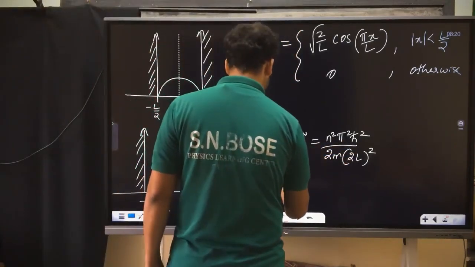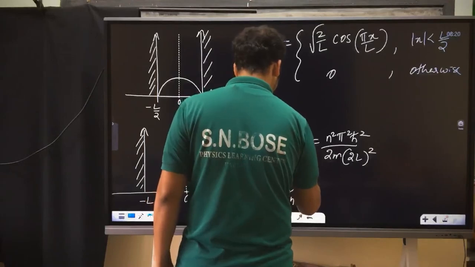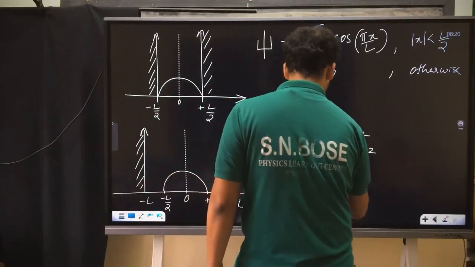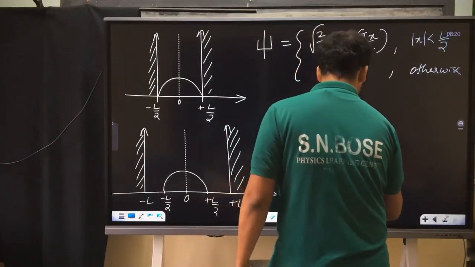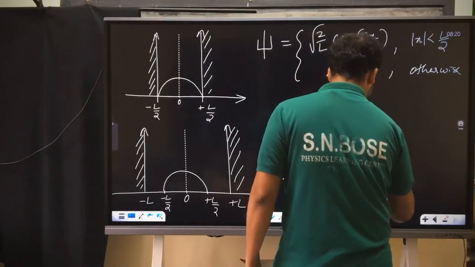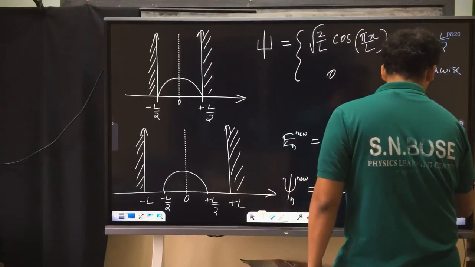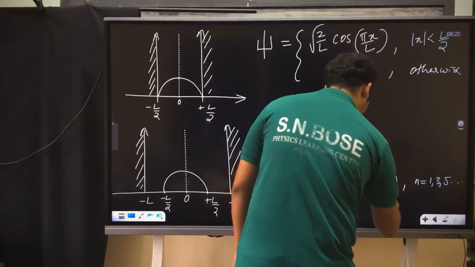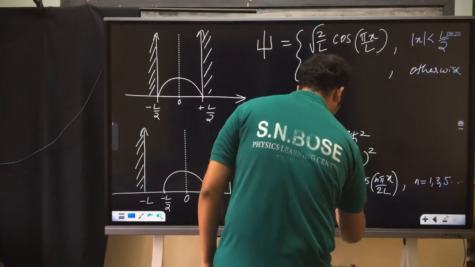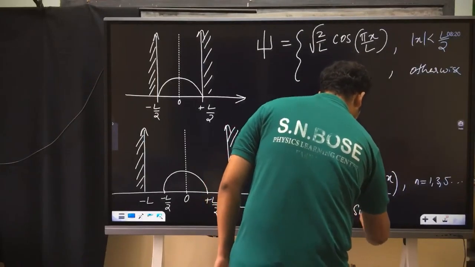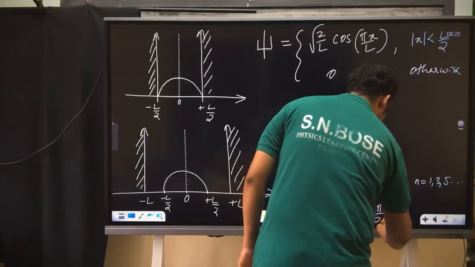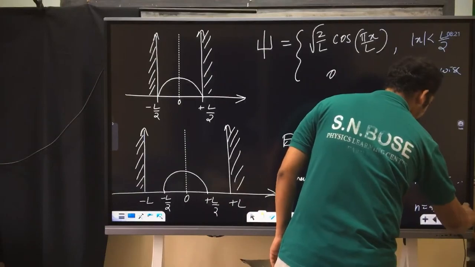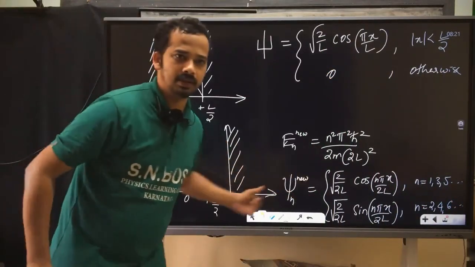So what are these psi n new? Root of 2 by 2L cosine of n pi x by 2L when n is 1, 3, 5 and so on. Root of 2 by 2L sine of n pi x by 2L when n is equal to 2, 4, 6 and so on. I mean, symmetric and antisymmetric states actually.